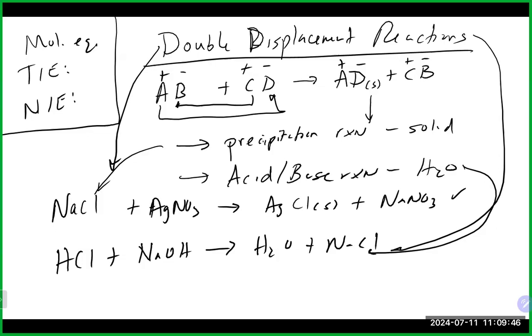And next time we'll talk about redox reactions. Both of those big classifications really account for three reasons why a reaction takes place: formation of a solid, formation of water, or the transfer of electrons. Any questions on any of that there?